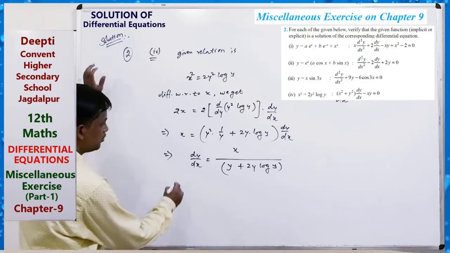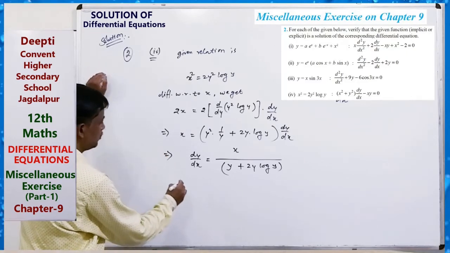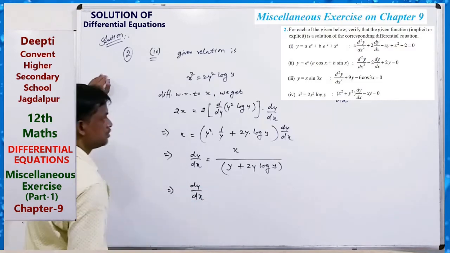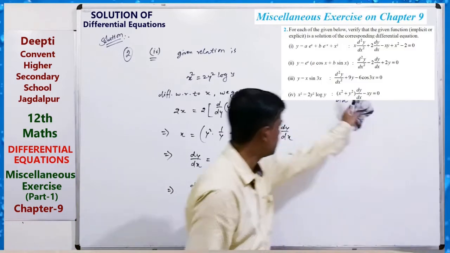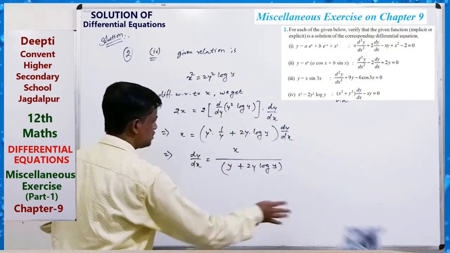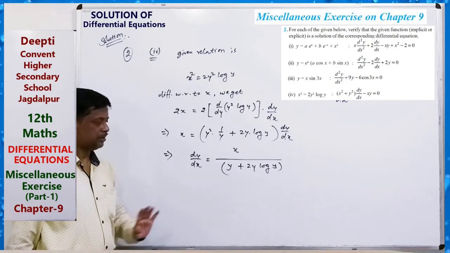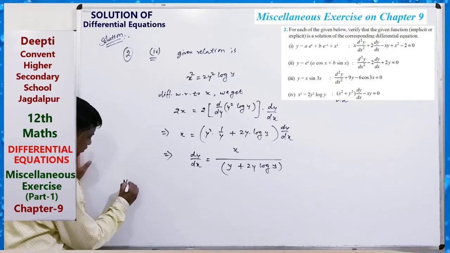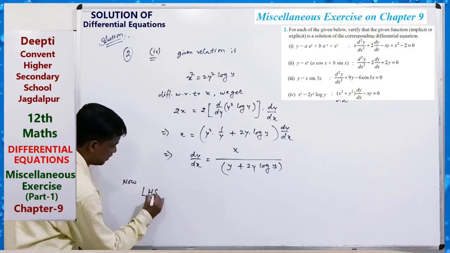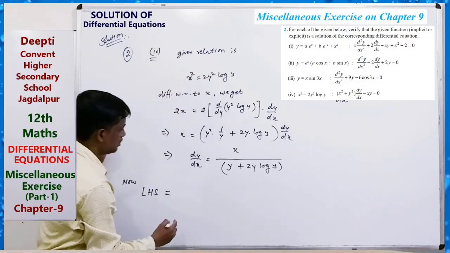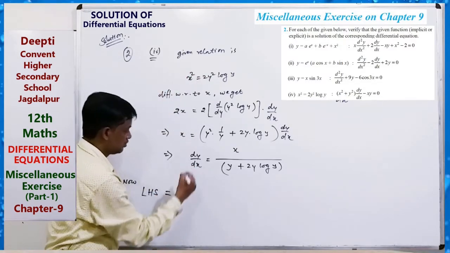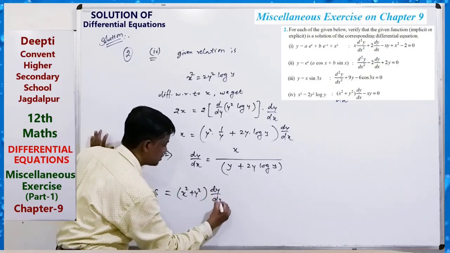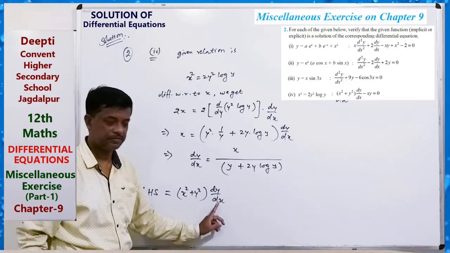Okay, so dy upon dx, we can substitute this value on the left hand side. Now this is the value of dy by dx. Clear? Now the left hand side of the given equation is equal to x square plus y square dy by dx. So put the value here.